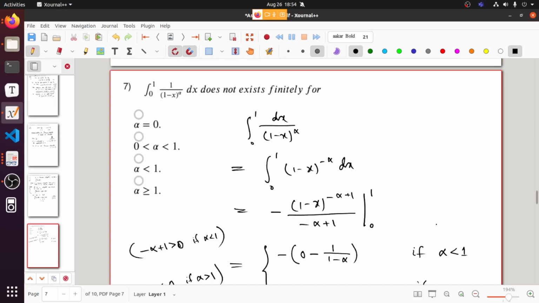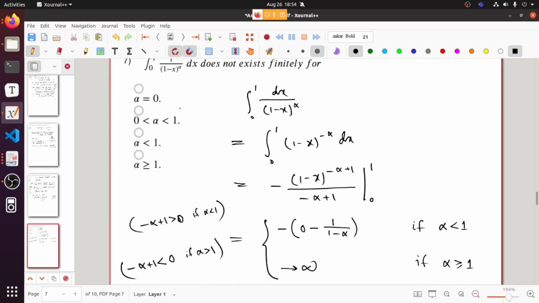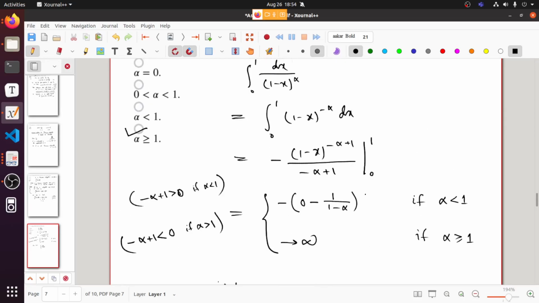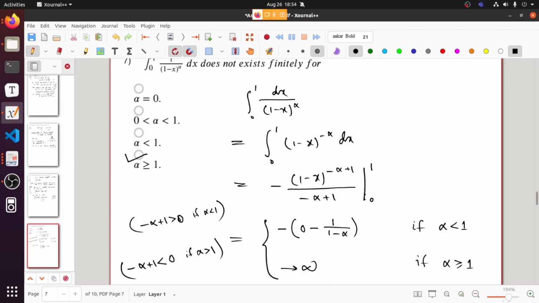Now the question says: for which value does the integral not exist finitely, right? So for alpha greater than 1, this does not exist finitely. Okay, so option number 4 is correct. Because where is it not finite, right? For alpha greater than or equal to 1, the integral from 0 to 1 of dx by (1 minus x) to the power alpha is infinite. So option number 4 is correct.